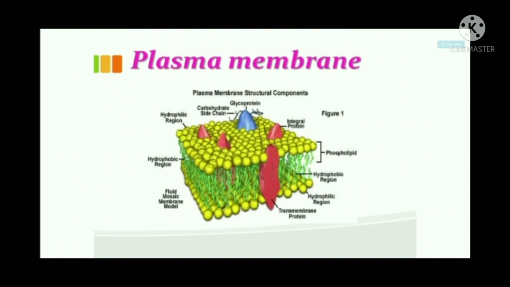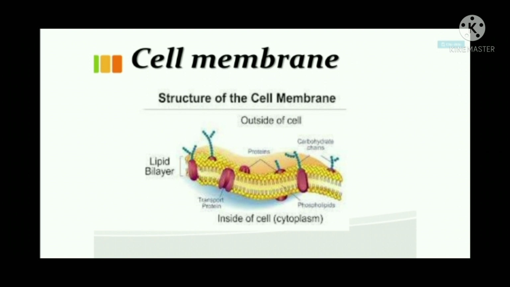You can see here the plasma membrane. It contains many parts: hydrophilic region, carbohydrate side chain, glycoprotein, integral protein, phospholipid, hydrophobic region, hydrophilic region, transmembrane protein. It is the fluid mosaic membrane model. Now cell membrane. It contains a lipid bilayer. It contains proteins, carbohydrate chains, transport proteins and phospholipids.